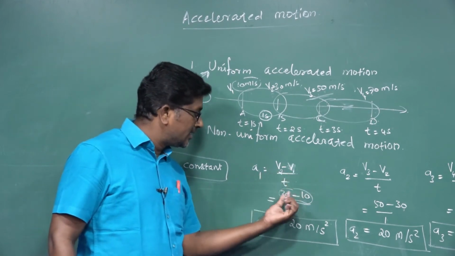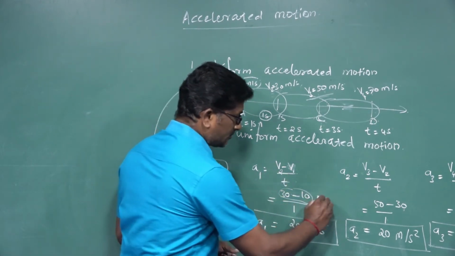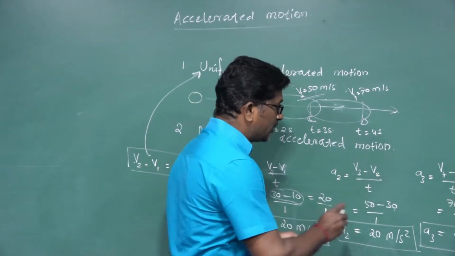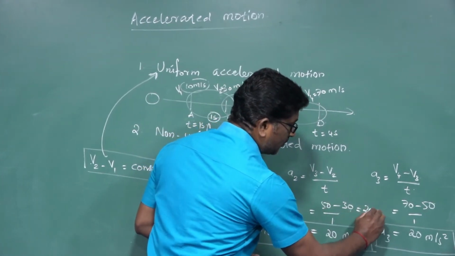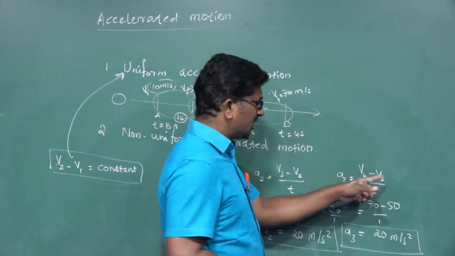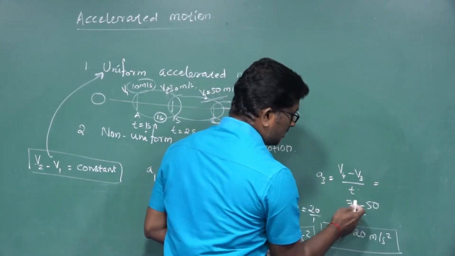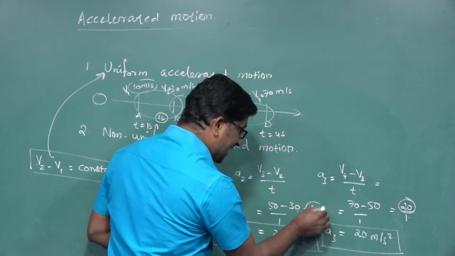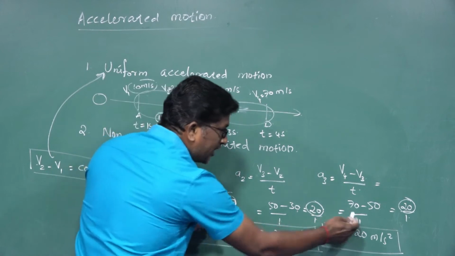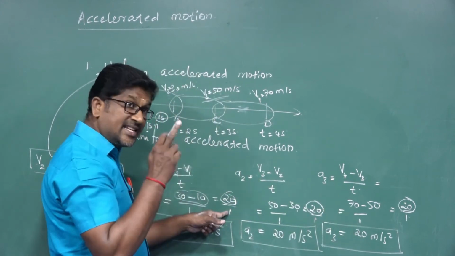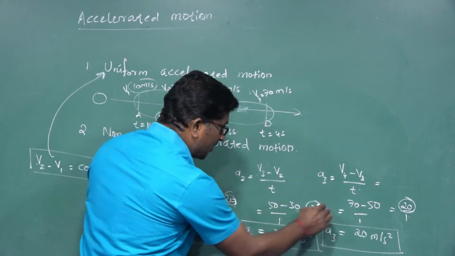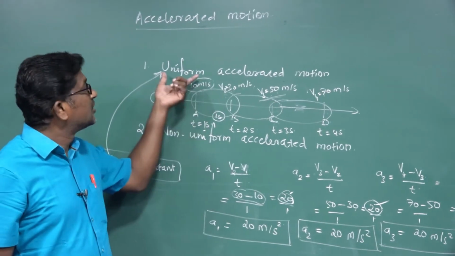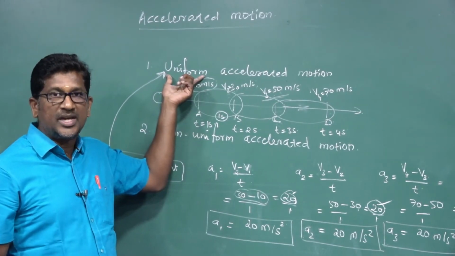Here the change in velocity is 30 minus 10, 20. Here the change in velocity V3 minus V2 is also 50 minus 30, 20. Here the change in velocity, that is V4 minus V3, is 70 minus 50. This is also 20. Right, here the change in velocity for unit time, unit time means 1 second. If the change in velocity of the particle per unit time is a constant, then the accelerated motion is said to be uniform.